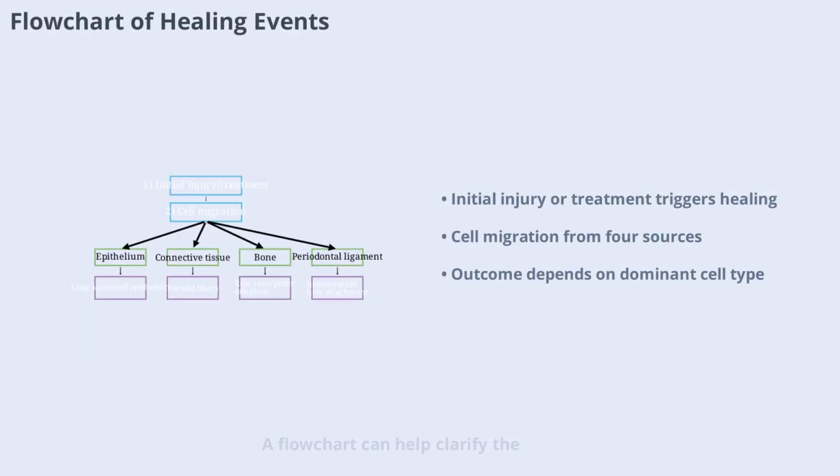A flowchart can help clarify the sequence of events during periodontal healing. It starts with the initial injury or treatment, followed by the migration of different cell types. The final outcome depends on which cells dominate the healing area. This visual guide is useful for both clinicians and patients to understand the complexity of periodontal healing.